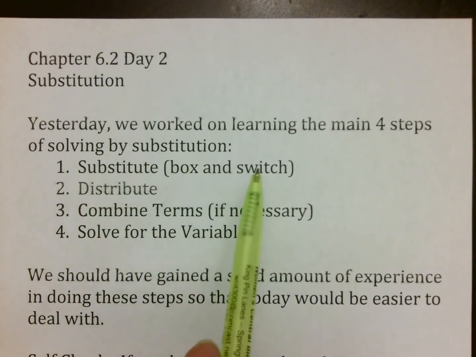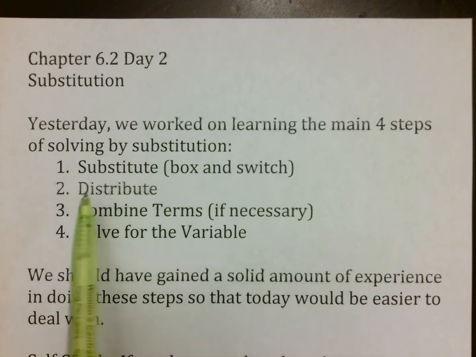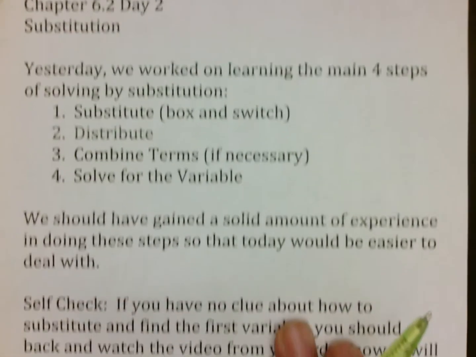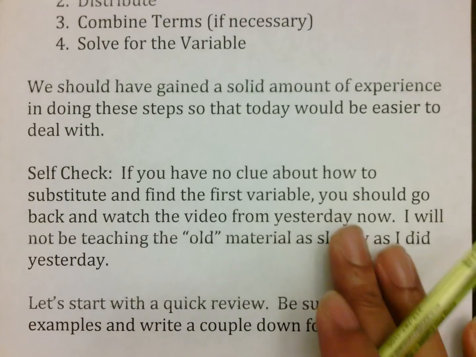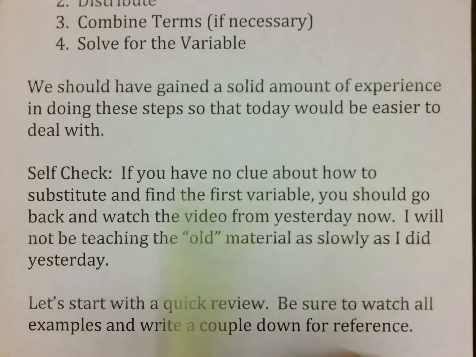After we had the box and switch substitution, there was a distributive property that needed to be done. Once we distributed, we typically needed to combine terms again if necessary, and then solving for the variable should have been the easy part. What we should have gained was a solid amount of experience in doing those steps so that today is easier to deal with. A real quick self-check for you.